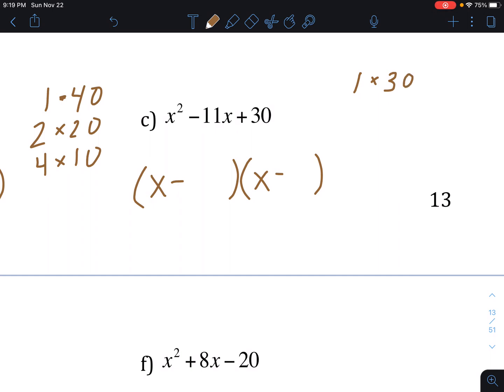They add up to 31. What about 2 times 15? Nope, they add up to 17. 3 goes in 10 times. That, however, adds up to 13. All right, 4, no. 5. 5 times 6. That adds up to 11. There's my factors.